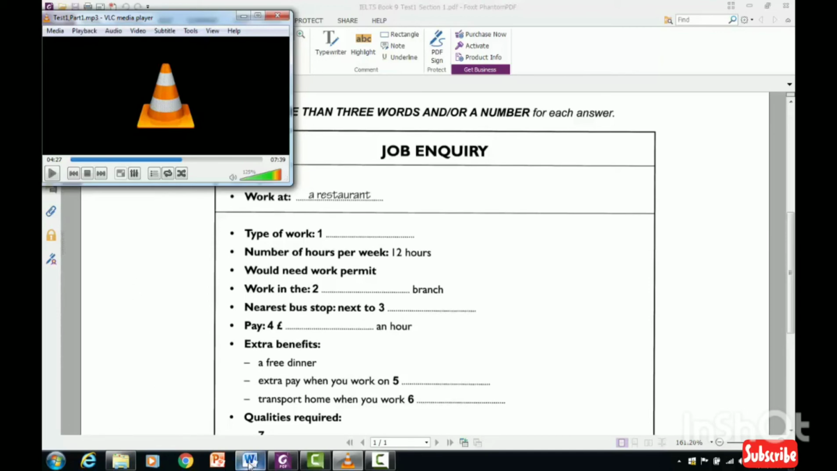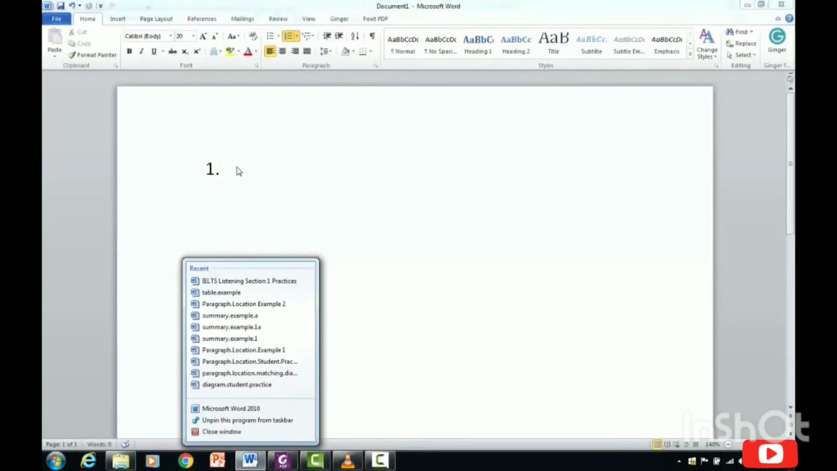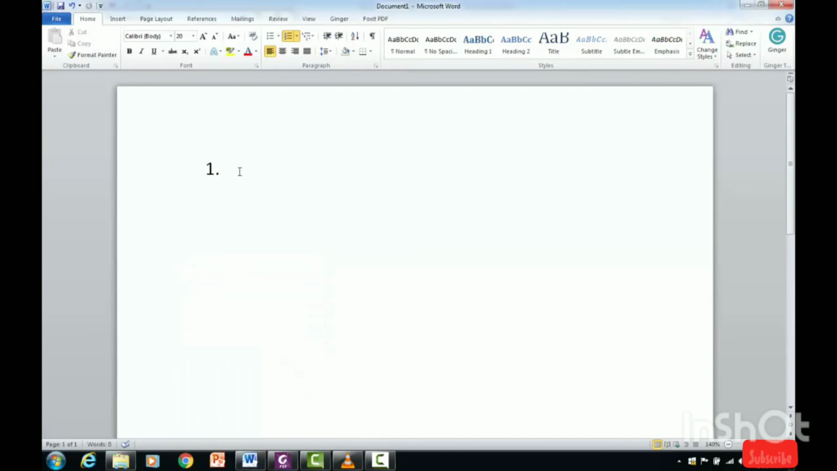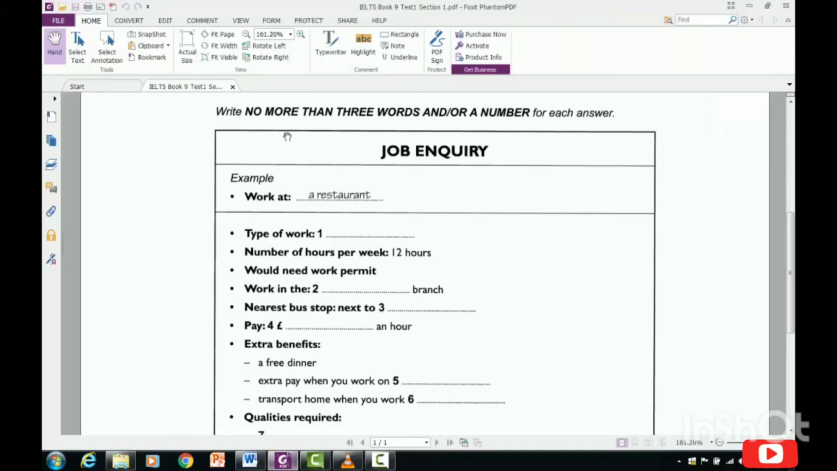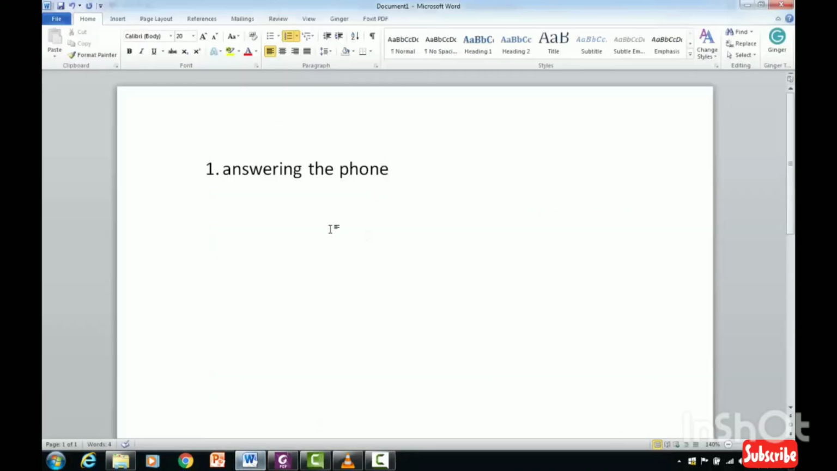Okay, so here are our answer choices. Number 1, the correct answer is answering the phone. Look at our directions. It says no more than 3 words and or a number. So if I'm writing answering the phone, that's okay. I can do that.